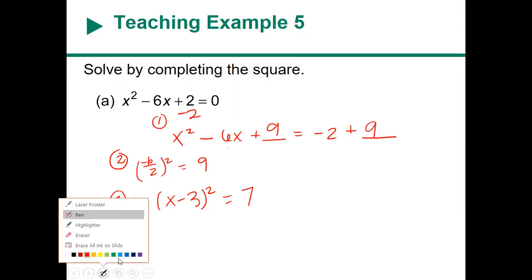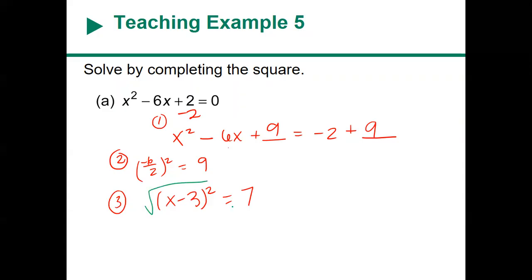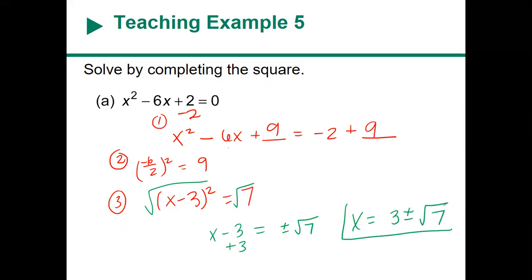And now I can solve for x. So I'm going to take the square root, and I'm left with x minus 3 equals plus or minus the square root of 7. I'm going to add 3, and that leaves me with x equals 3 plus or minus the square root of 7 is my final answer. And that is solving by completing the square.